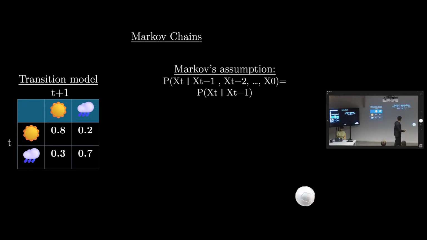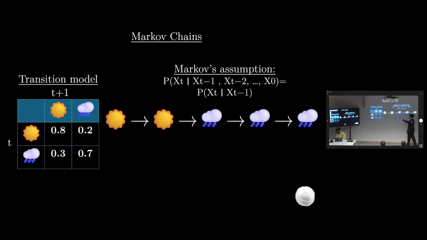It says that the probability of today's event, given all the events that happened before, is equal to the probability of today's event given yesterday. What it means is that today's event is only dependent on yesterday. And then we can start making some Markov chains. For example, today it was sunny, and tomorrow it's going to be sunny, and then rainy, rainy, rainy.